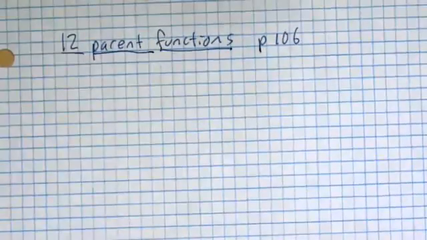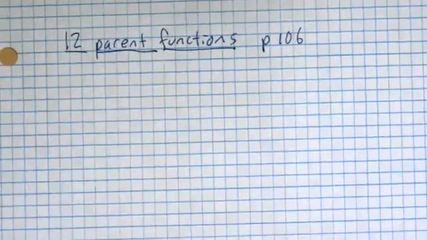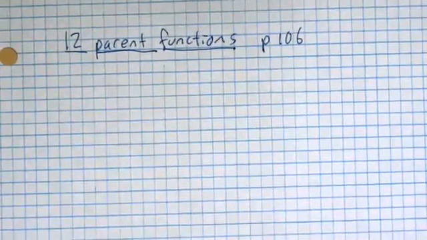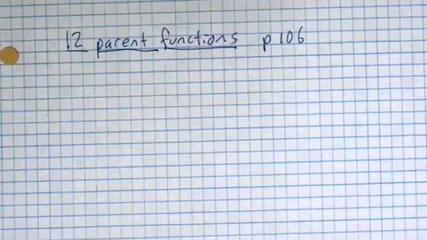So if you look on page 106, you're going to see a series over the next few pages. You'll see a series of 12 graphs, and they give you the names of the 12 basic functions. I call them the parent functions. The first one, they name the identity function.